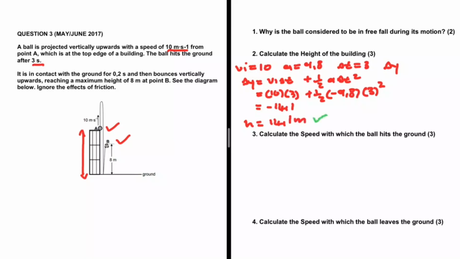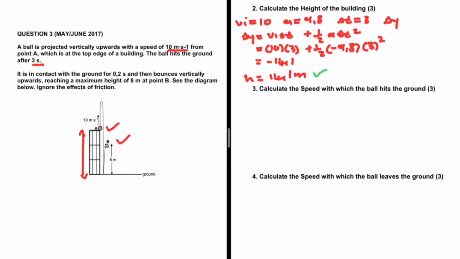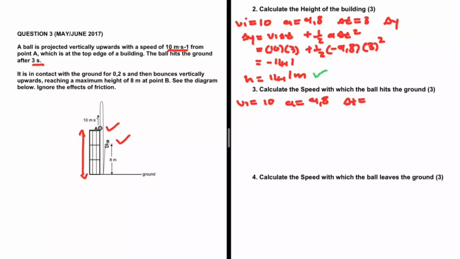Right. Let's take a look at the question that follows. Calculate the speed with which the ball hits the ground. So let's take a look at the information we have. We have the initial velocity, which is still 10 meters per second. We have the acceleration, 9.8 if it's free falling. What else do we have? We have delta t. Delta t is equal to 3 seconds, and we want to find the velocity at which it hits the ground, which we can take as vf.